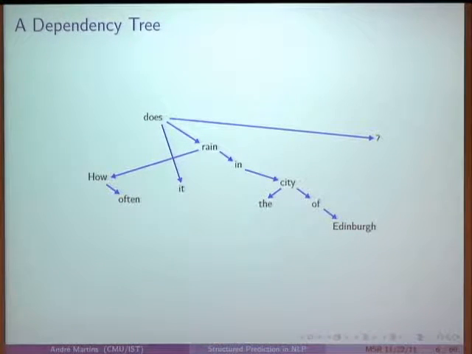It's a rooted tree. This is the root node. And it spans all the words in the sentence. And so we want to predict a structure like this. Just to try to give some intuition about what this means, there is a subject here, which is it. There is an object, so there is rain, which is a predicate. There is a prepositional phrase, in the city of Edinburgh. And so these arrows are essentially representing the grammatical functions of the words. And so you want to predict something like this.